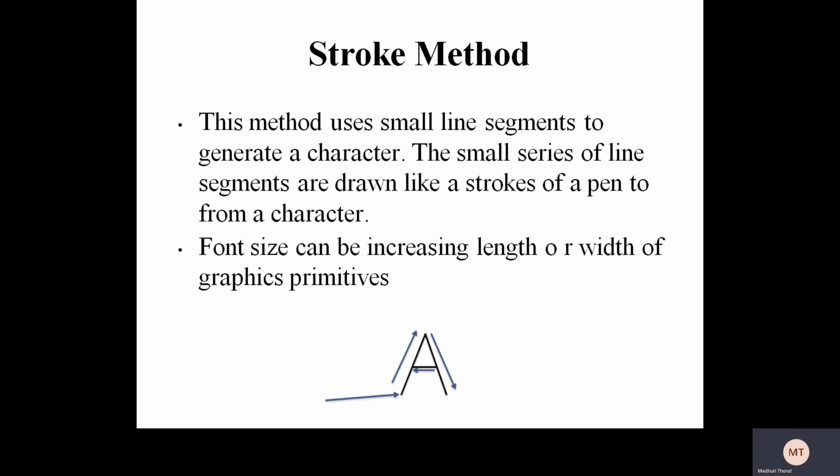This method creates the character by using a set of line segments. We could build our own stroke method by a vector generation algorithm or by using any line generation methods. To produce a character, we give a sequence of commands that defines the start point and the end point of the straight line. This method uses small line segments to generate a character. The small series of line segments are drawn like a stroke of a pen to form a character. So the font size can be increased, in length or width of the graphics primitive.